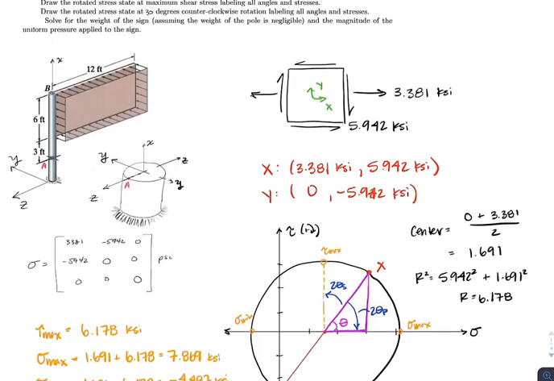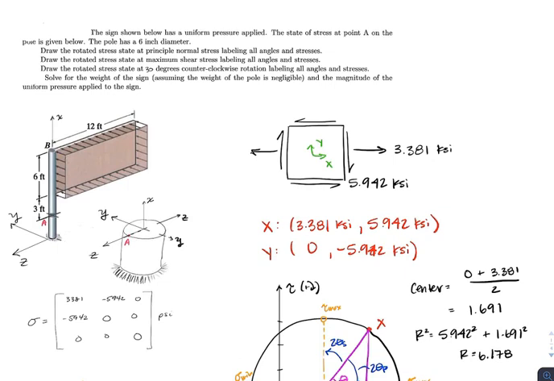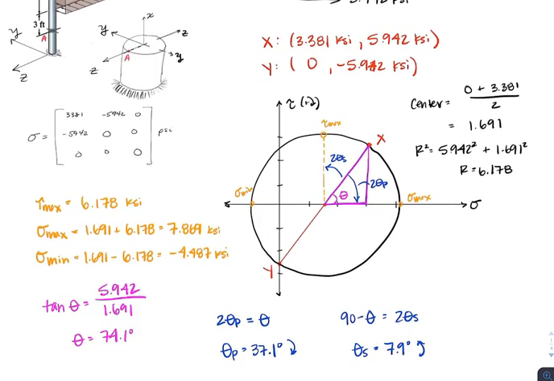If you remember up here, part 3 says to draw the rotated stress state at 30 degrees counterclockwise rotation, labeling all angles and stresses. So if we look at our Mohr circle, we want to rotate our line 30 degrees counterclockwise, and so that means on our Mohr circle, we're going to be rotating it 60 degrees counterclockwise. So that'll put us about here. It doesn't have to be exact, so I'm going to just draw this. So this is going to be our x prime point, and this is our y prime point. And so we have rotated right here about 60 degrees.